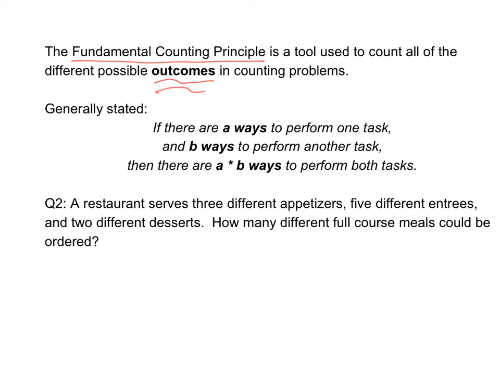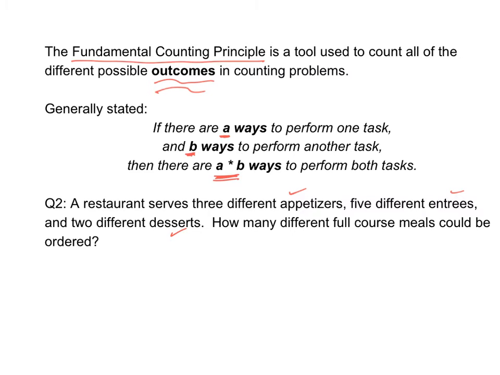The way it works is if we have A ways to perform one task, and A is a variable, so that could be 2, 3, 4, 10, whatever. And we have B ways to perform another task. Then there's A times B ways to perform both of those tasks. So let's just look at this problem. A restaurant serves 3 different appetizers, 5 different entrees, 2 different desserts. How many different full course meals could be ordered? So a full course meal would contain 1 appetizer, 1 entree, and 1 dessert.